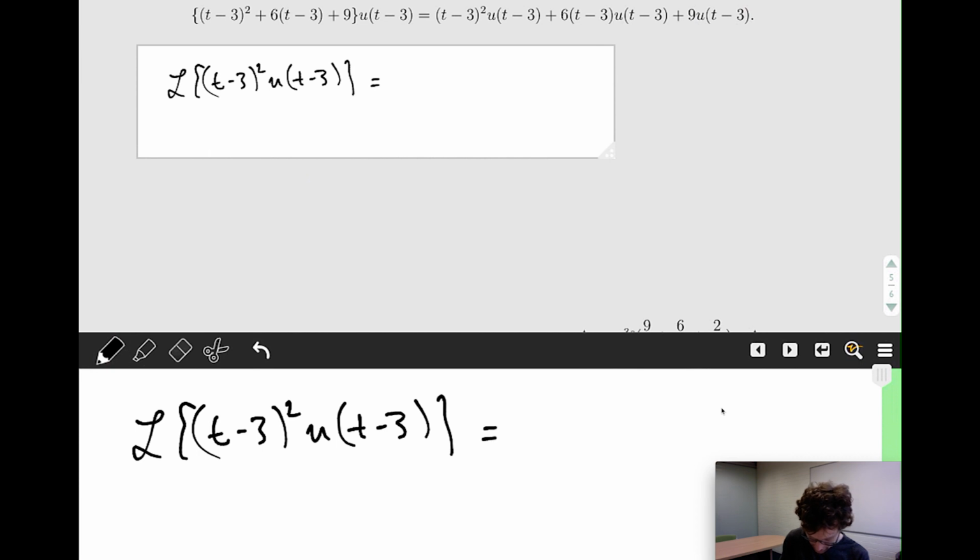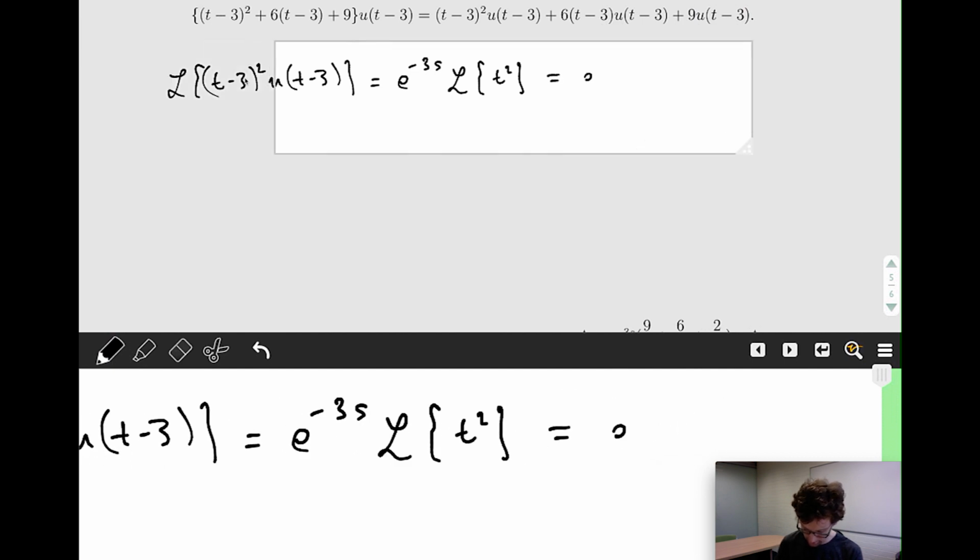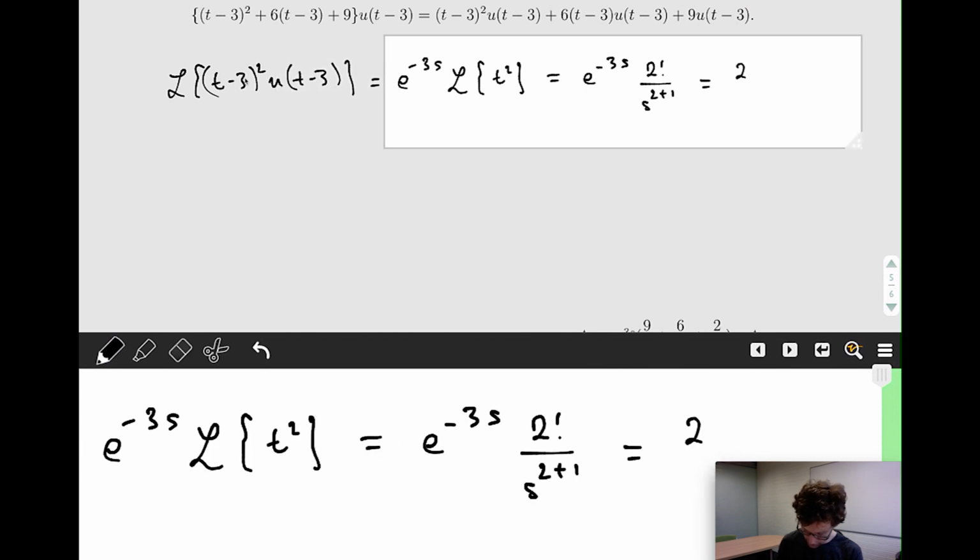We saw from the second shifting theorem this will cause an exponential e to the minus shift times s in S world, multiplied by the Laplace transform of the unshifted, uncut function. So no cut means get rid of the Heaviside. No shift means get rid of the 3, so that's the Laplace transform of t squared. The Laplace transform of t squared is 2 factorial over s to the 2 plus 1. So that's going to give me 2 e to the minus 3s all over s cubed.